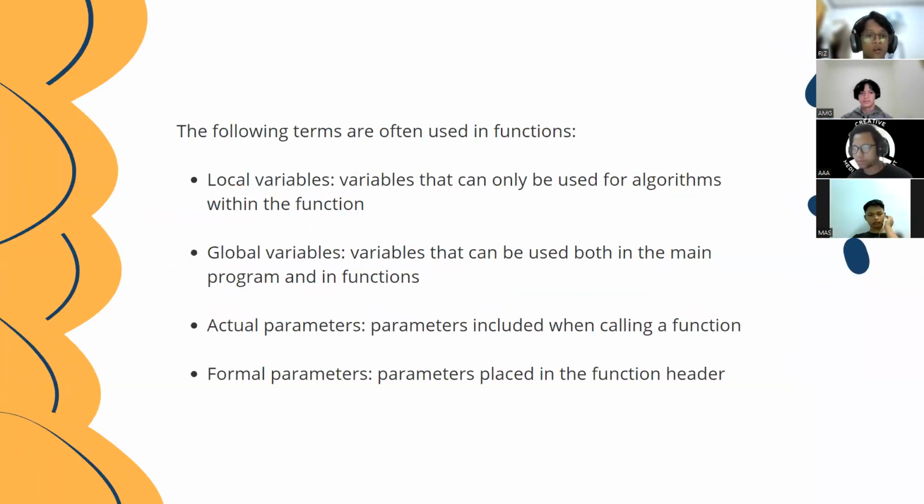The following terms are often used in function. First, we have local variables that can only be used for algorithms within the function. Second, we have global variables that can be used both in the main program and in the function. Third, we have actual parameters included when calling a function. Last, we have a formal parameter placed in the function header.